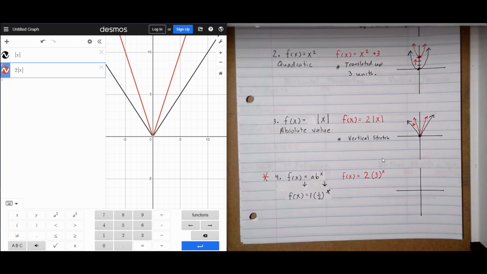Now let's go ahead and take a look at a different type of function. This is an exponential function. Let me erase these real quick, but before I erase it, I do want to show you something.